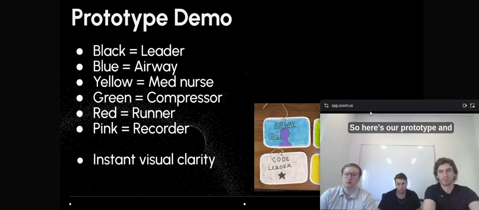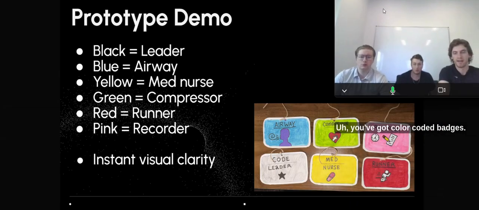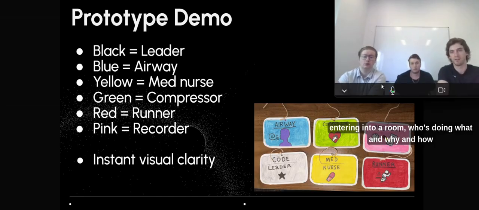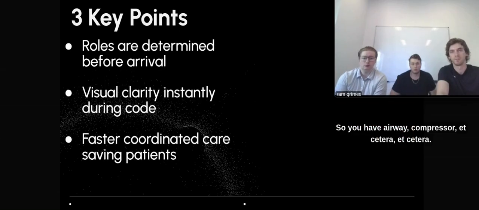So here's our prototype, and I'll move this over so we can see it better. You've got color-coded badges. Everybody gets a role, and that helps when dealing with a dire situation, and you can have more clarity when entering into a room about who's doing what and why and how this is all going to unfold. So you have airway, compressor, et cetera.